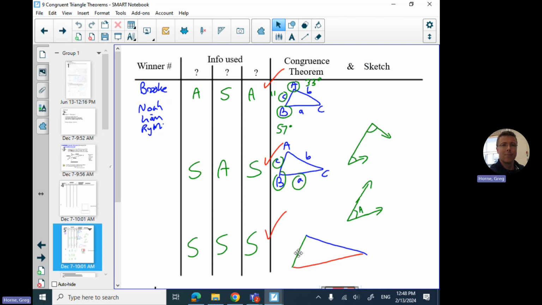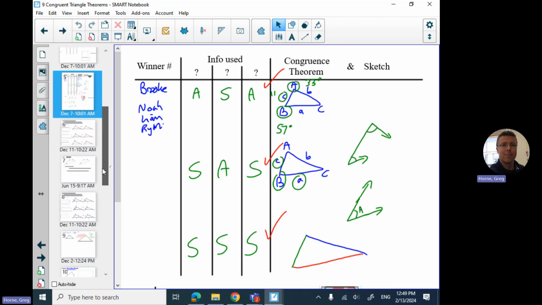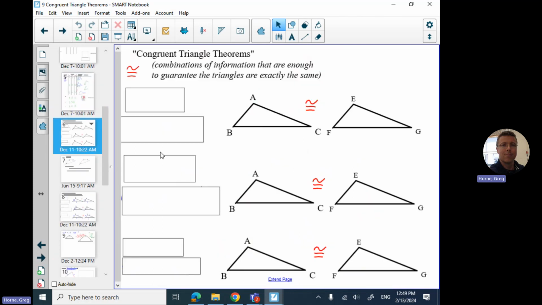And then side, side, side is a little harder to draw. It's easier if you cut out sticks or strips of paper that are the length and put them end to end and form a triangle. Through that activity, the congruent triangle theorems, the minimum amounts of information you can have to guarantee congruence, come out naturally in what they decide to ask to identify the triangle. Those are essentially the theorems that this lesson is about.